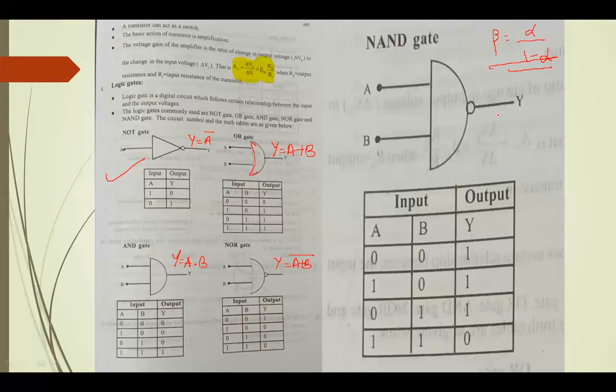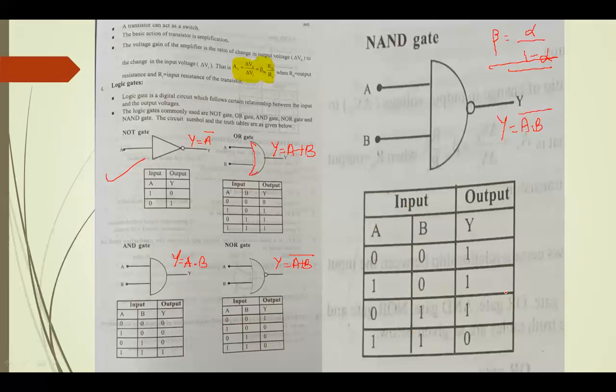Next, NAND gate. So y is equal to a dot b the whole bar. So here if both are 1, then the output will be 0. In all other cases, it will be high.